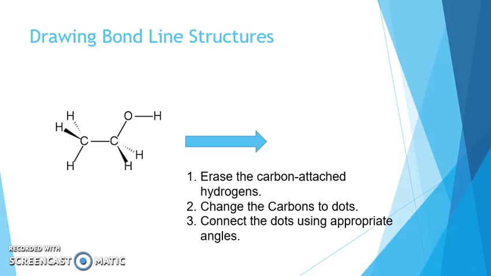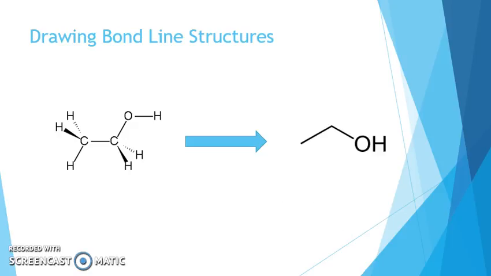to our expanded structure. All lines will make angles of 120 degrees, as you can see here. What results is a drawing of ethanol that tells a chemist everything they need to know about a molecule, and which is much more concise in expressing this information.